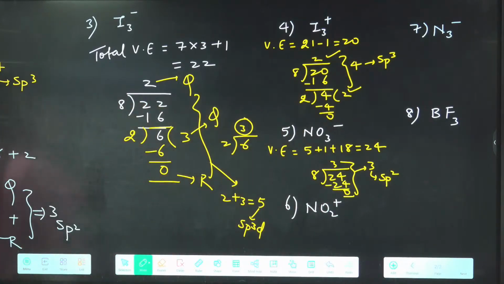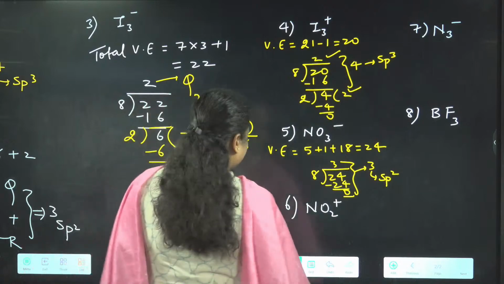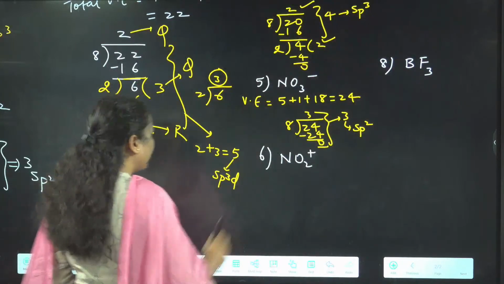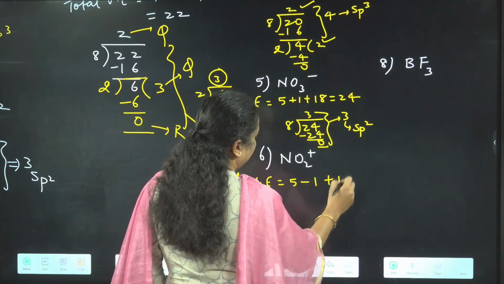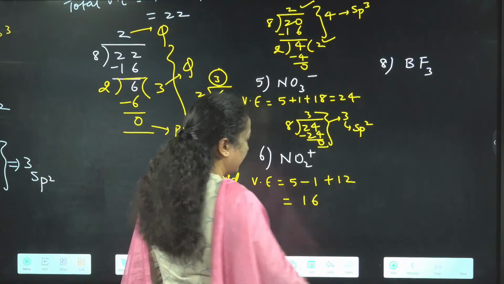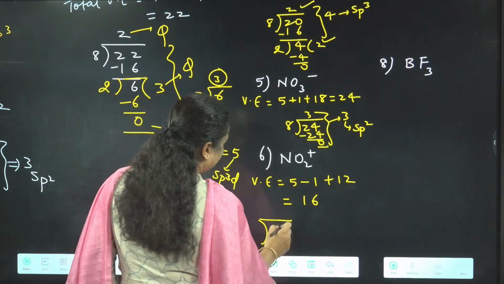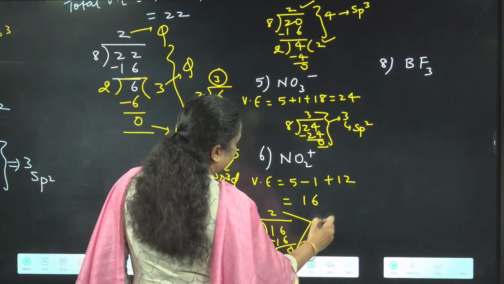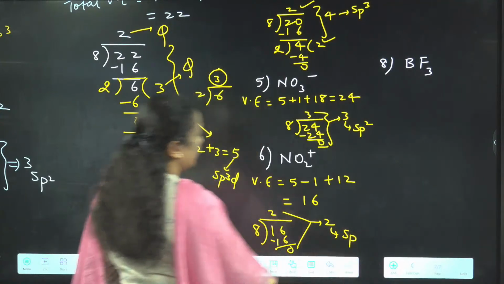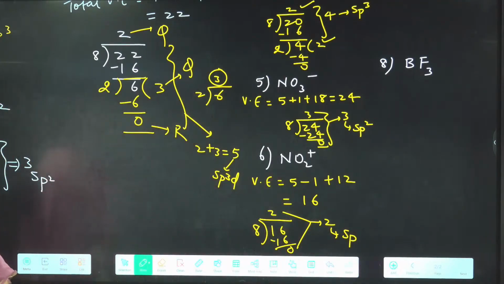Got this? Good. Now, in case of NO2 plus, this is 5 minus 1 plus 12. Are you having this as 16? So for 16, are you getting the summation of these two as 2, which is sp hybridization? Did we get that? Very good.